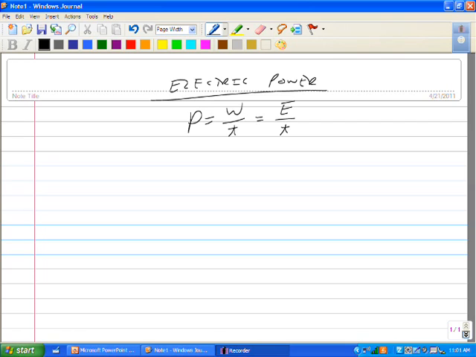Now, why do I write it that way? Because a lot of times we'll rearrange it and say that the energy is equal to the power times time. Right? Because a watt is a joule per second, and so if I do joules per second times seconds, I get joules.